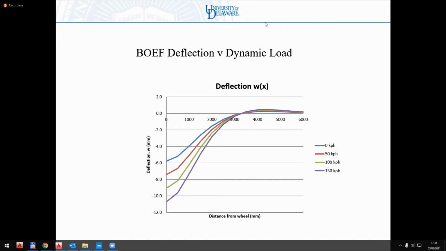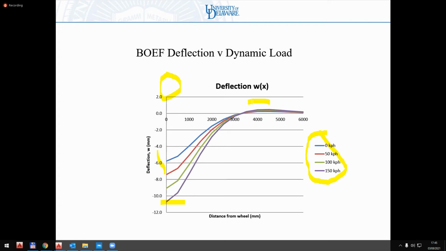So if you look at the sensitivity, this is deflection as a function of dynamic load, which means a function of speed. And no big surprise, the faster you go, the greater your dynamic load. The greater your dynamic load, the greater your deflection under the wheel, and the greater the deflection in the uplift zone. Very straightforward. Higher dynamic load, higher deflection on both sides, down deflection and up deflection.